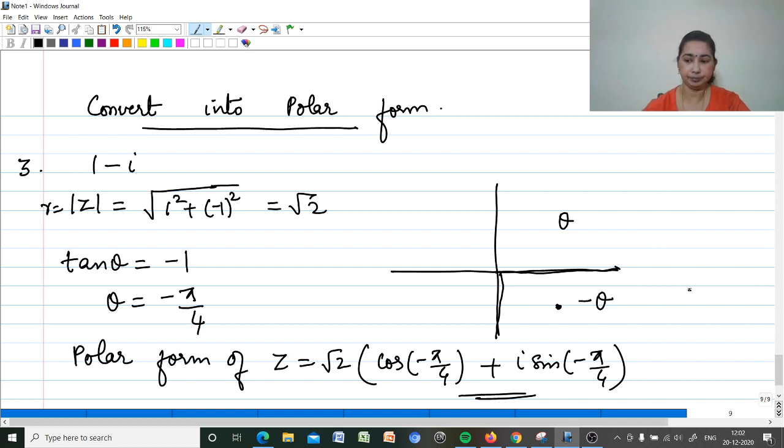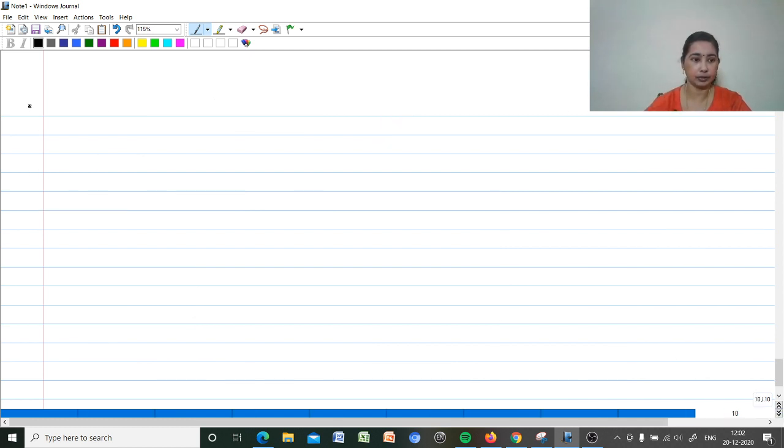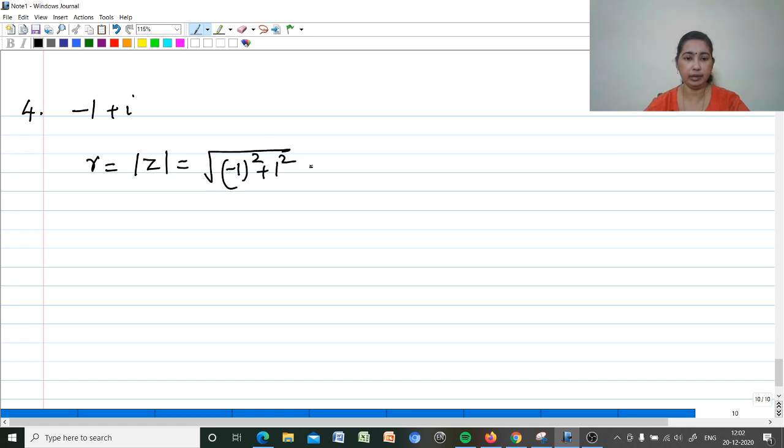Now next one, minus 1 plus i. So how to write minus 1 plus i? First we have to find what is r, that is modulus. Modulus is root of minus 1 square plus 1 square, which is equal to root 2. Now find what is tan theta. Tan theta is equal to y by x, that is 1 by minus 1, which is minus 1.